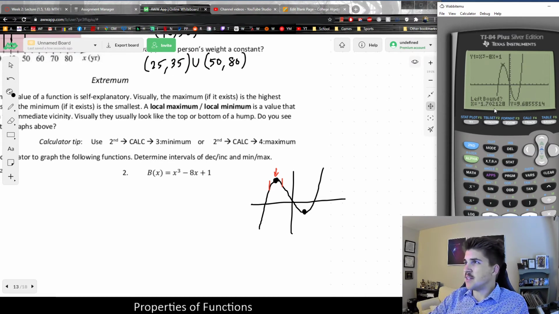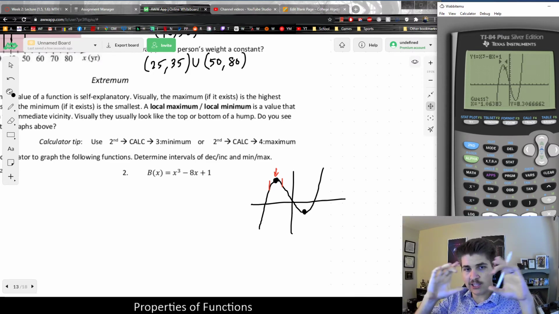And so basically notice, this is what you need to do. For left bound, you need to move your cursor a little bit to the left and hit enter. And that's just sort of saying, well, look in this vicinity. And notice it actually puts a little arrow there. Then it will ask for right bound, and that's where you want to move it a little bit right of the hump and hit enter. And now notice that there's two arrows saying, okay, look in here.